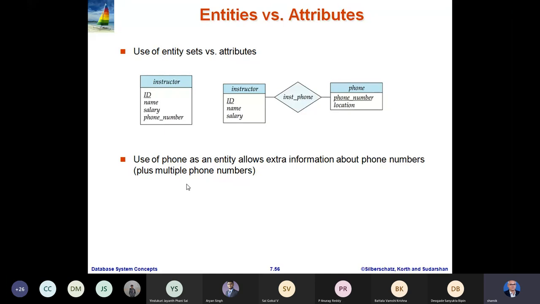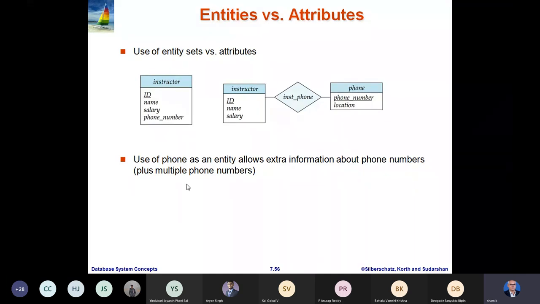Okay. So these are two alternatives. This phone number component, will it be an attribute of instructor, or will it be an entity on its own, with a relationship connecting instructor to phone number? What it means is that when that component, say phone number, does not have any other information associated with it, then we'll typically put it as an attribute. So like phone number we are putting here.